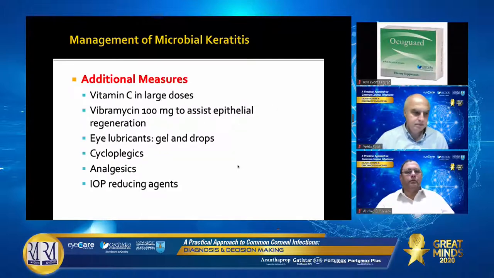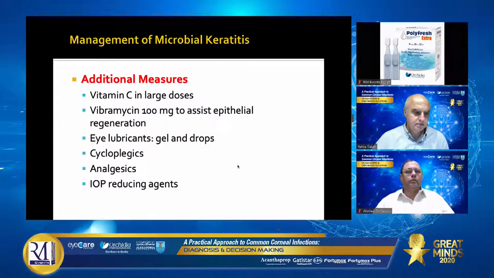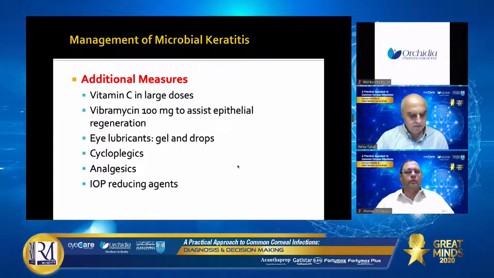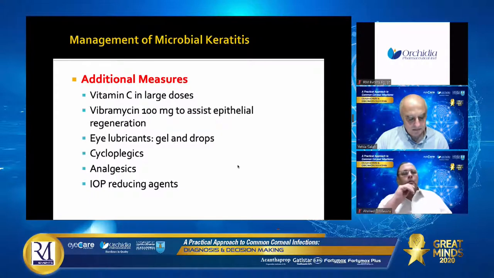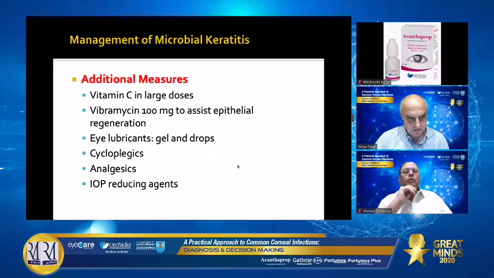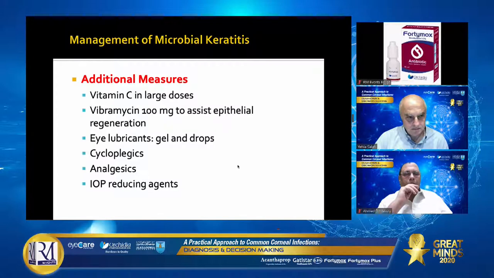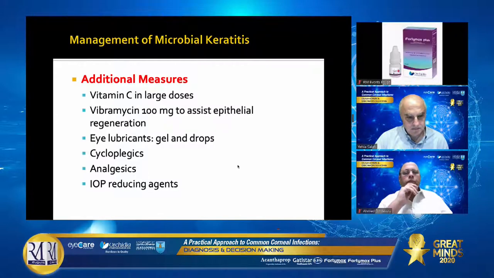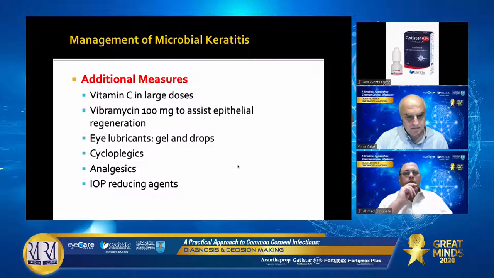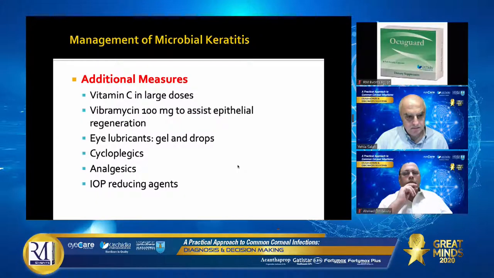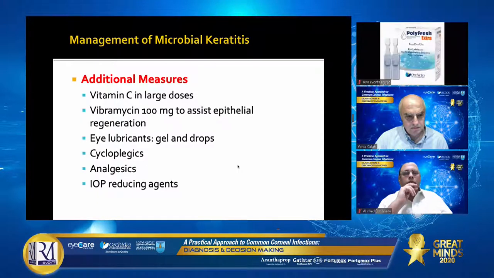Additional measures also should be given to the patient, like vitamin C in large doses, eye lubricants, cycloplegics when there is accompanying iridocyclitis, and analgesics, which are so important to make the patient's life easier, and also IOP reducing agents if the patient is having increased intraocular pressure.